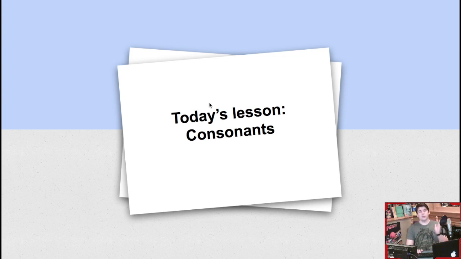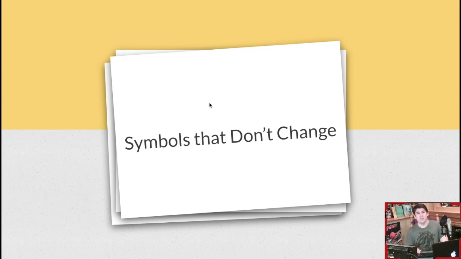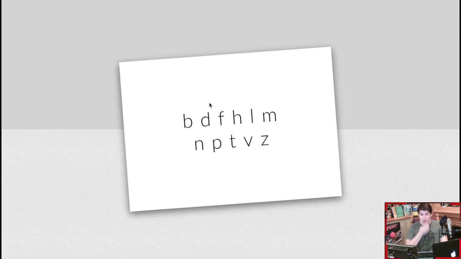Today's lesson, we are talking about consonants. Easy ones. First of all, let's talk about symbols that don't change. These are ones that you'll already know because they don't have any other meaning for the most part. B makes the B sound. D makes the D sound. F makes the F sound. H makes the h sound. L makes the ul sound. There's a little connotation with L. We'll get to that in a second. And so on and so forth. You see all those symbols, they all make the sounds that you would expect.